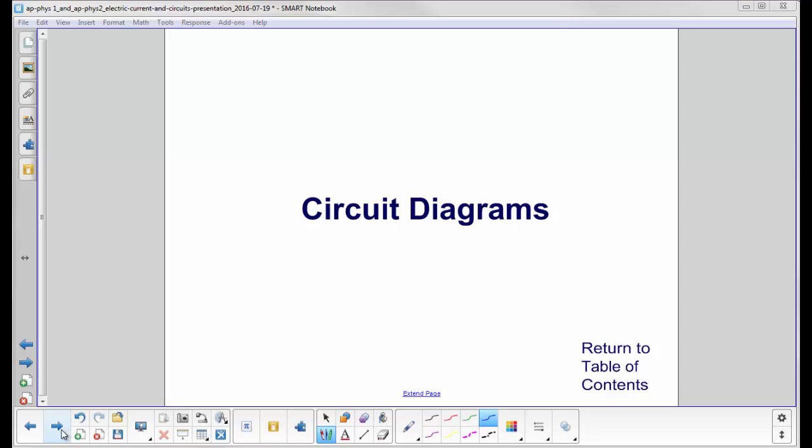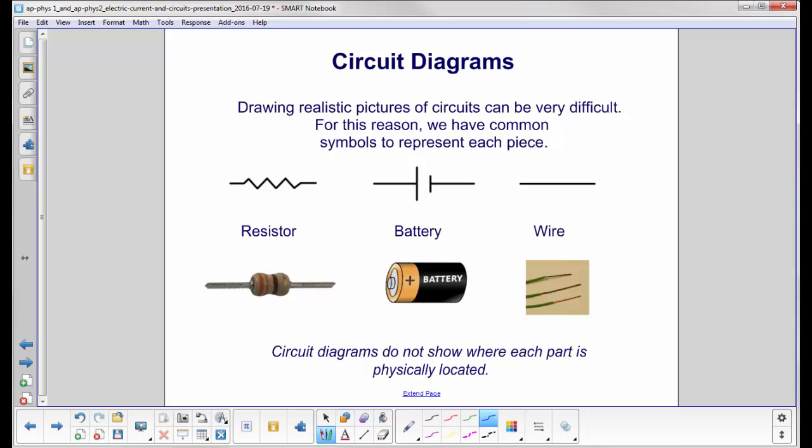Circuit diagrams. Drawing realistic pictures of circuits can be very difficult, so we have common symbols to represent each piece.